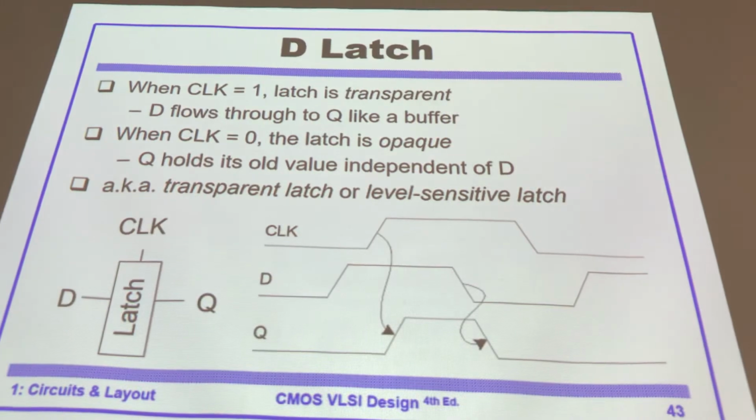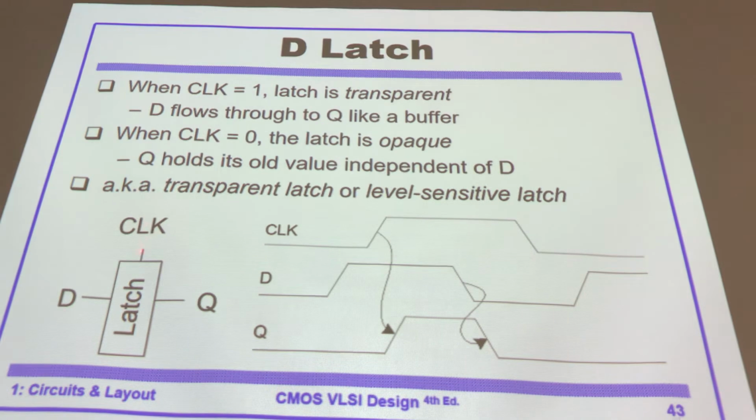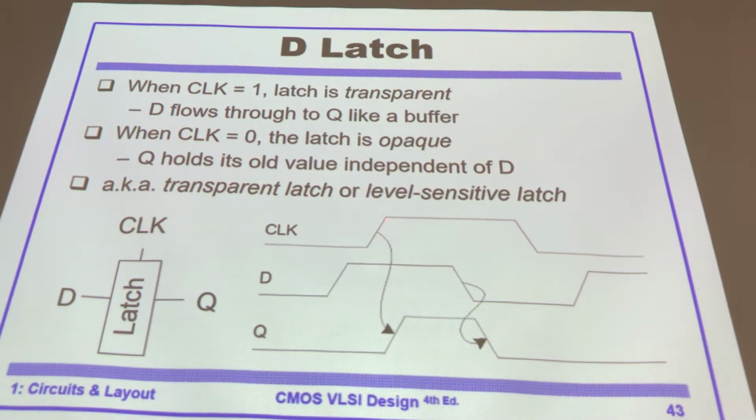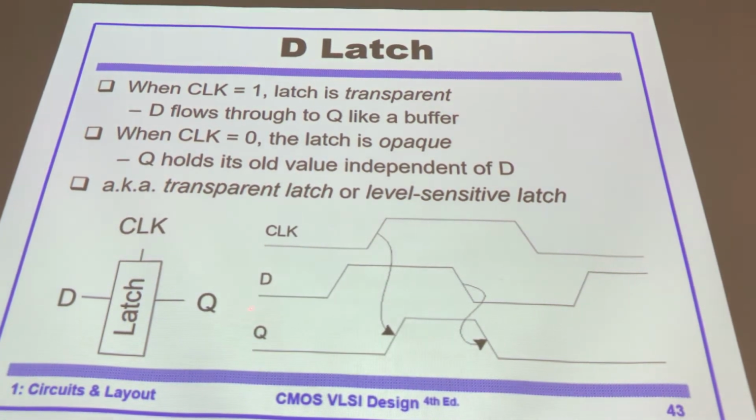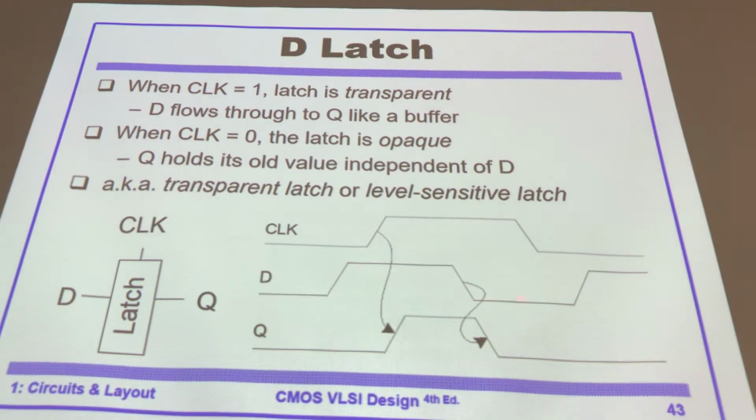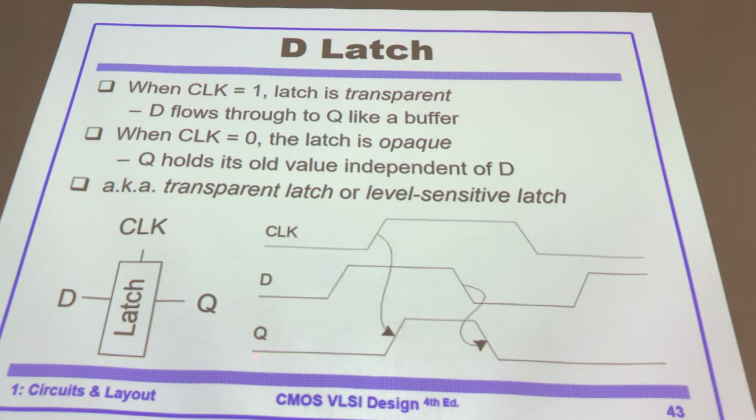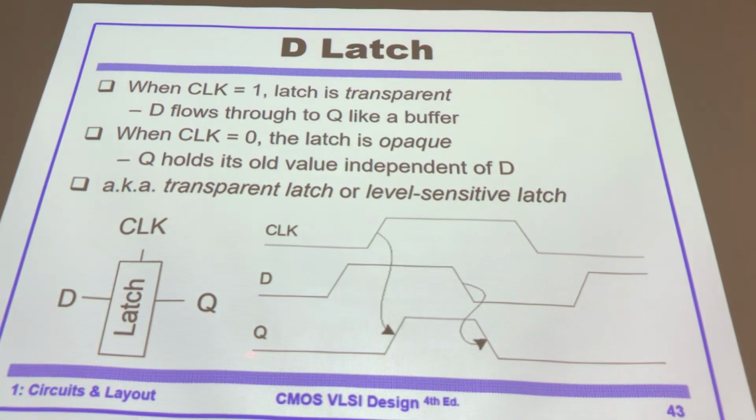Alright? That's the basic function. So it's also known as a transparent latch or level sensitive latch. Transparent. Okay? Level sensitive, looking at the clock signal level, 0 or 1. So if you look at this example waveform, the clock signal changing, the D input like this, then you should be able to derive the Q waveform.